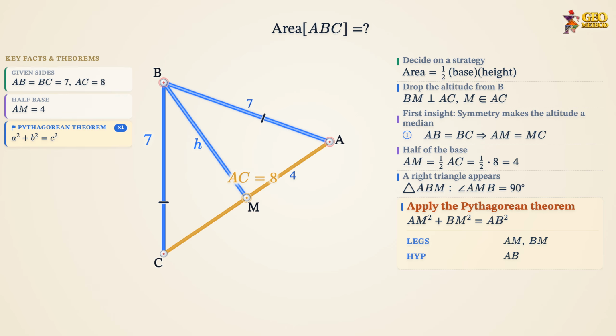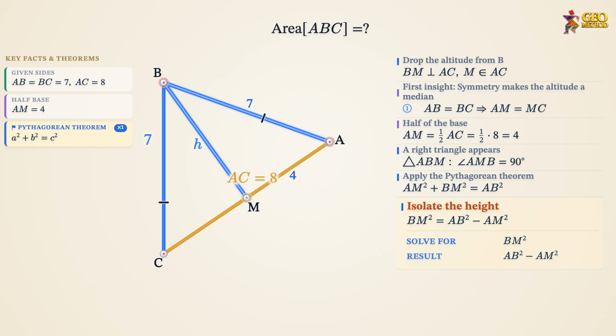In a right triangle, the two legs squared add up to the hypotenuse squared. So segment AM squared plus segment BM squared equals segment AB squared. This ties the unknown height to the two known sides. Subtract segment AM squared from both sides to get segment BM squared alone. Now the height squared equals segment AB squared minus segment AM squared. And both of those are numbers we know.